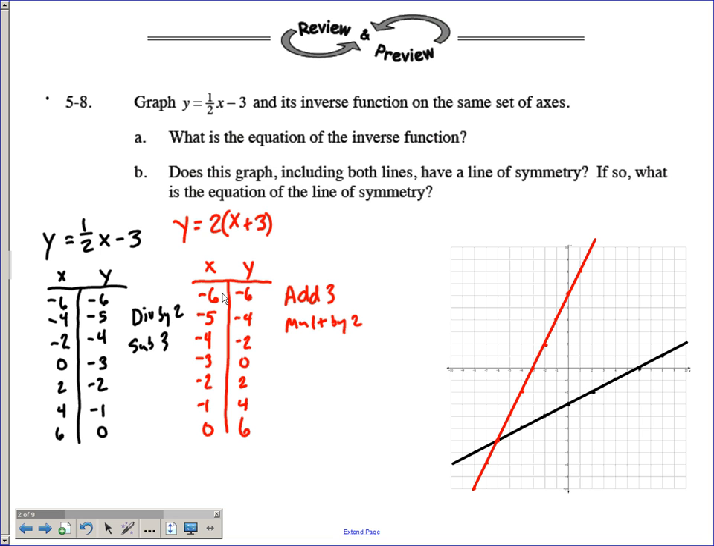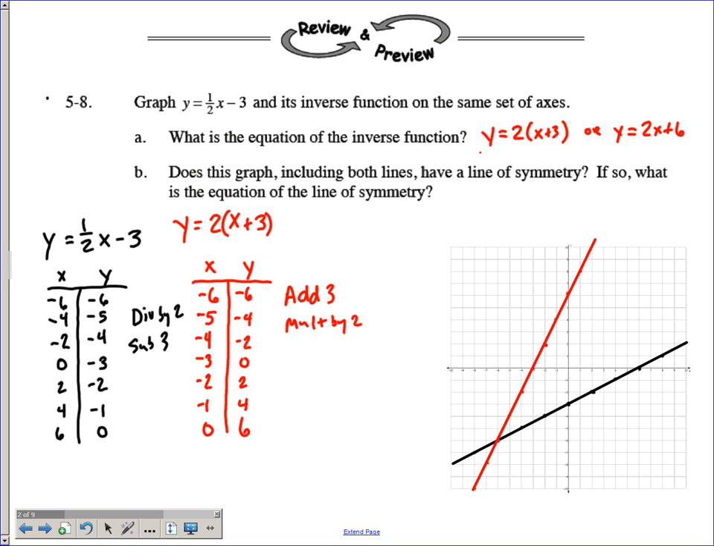So this is our red function is the inverse of our black function there. Now if we distribute our 2 through, we'd have y equals 2x plus 6, and you'll see here this is our y-intercept at plus 6, and our slope is rising 2 and running 1, so that makes sense there. So what is the equation of the inverse function? We have y equals 2 times the quantity of x plus 3, or if you simplified it out, you could have probably come up with y equals 2x plus 6.